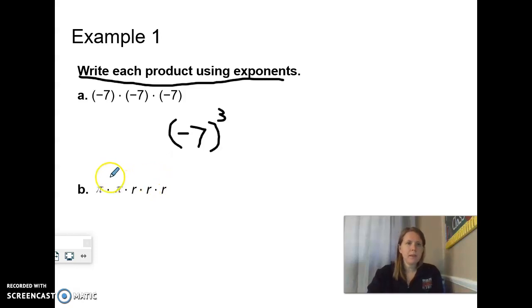Down here, I have two different bases. I've got pi and I've got r. I don't want to actually take 3.14 times 3.14. If I had a base of pi, let's just keep it as pi. How many times did I multiply with pi? There are 2 pi's, so I'm going to have pi squared. And then I have to think about my r. Remember, when you just have things right next to each other, it means multiplication. So there are 3 r's, so I'm going to put a little 3 by the r. And that's it. I'm just simplifying this expression.